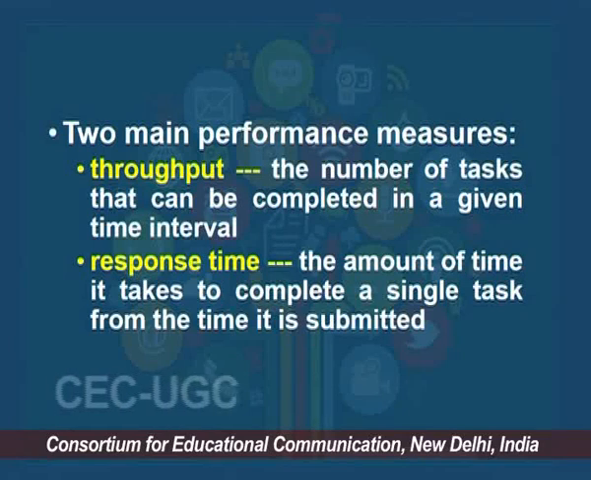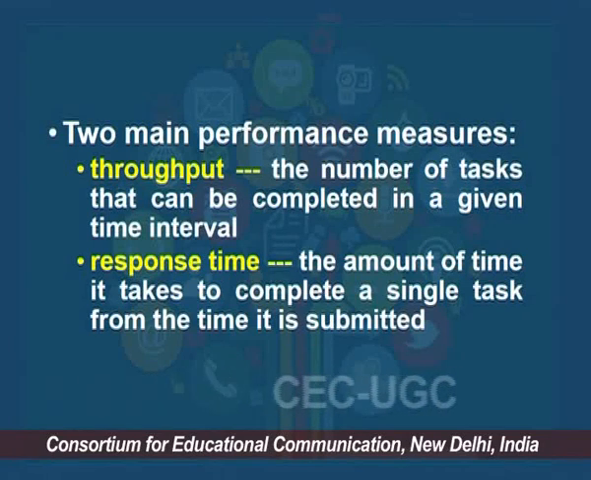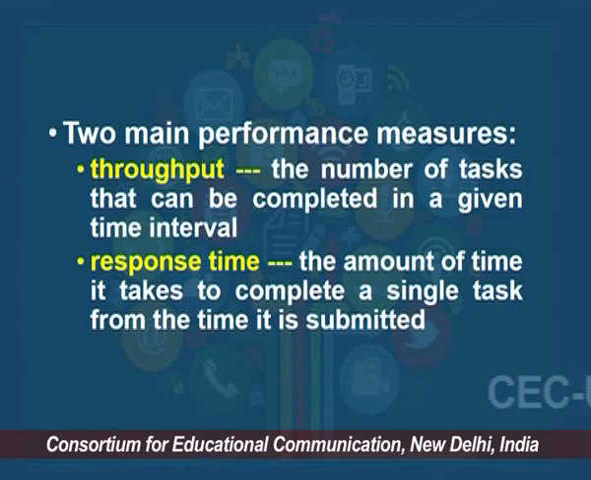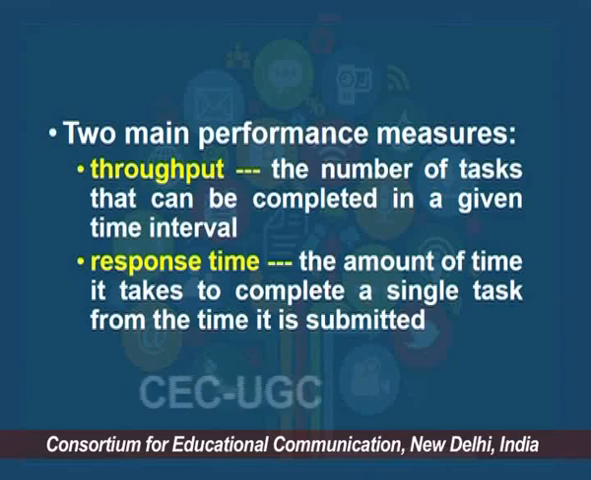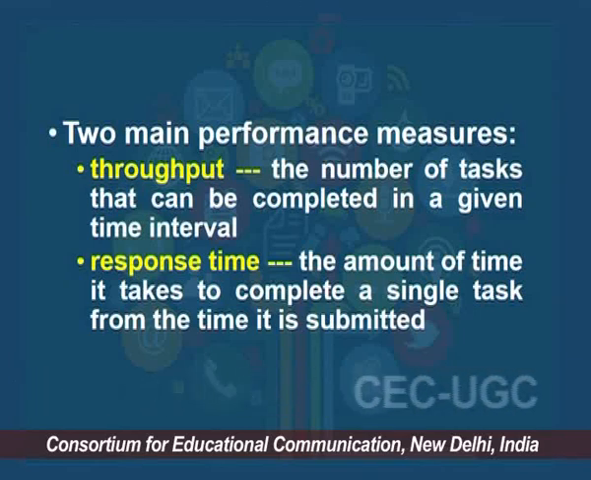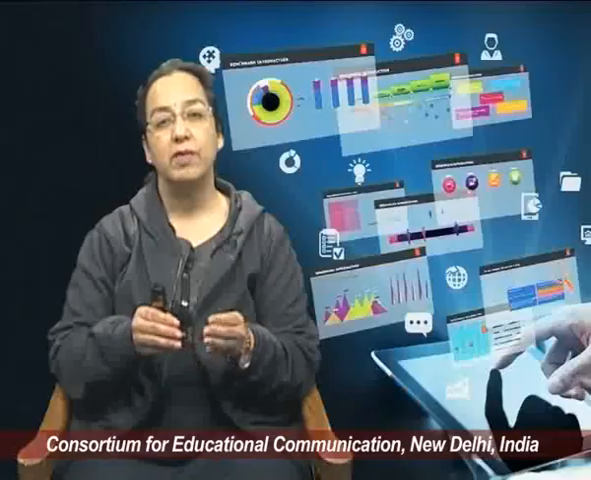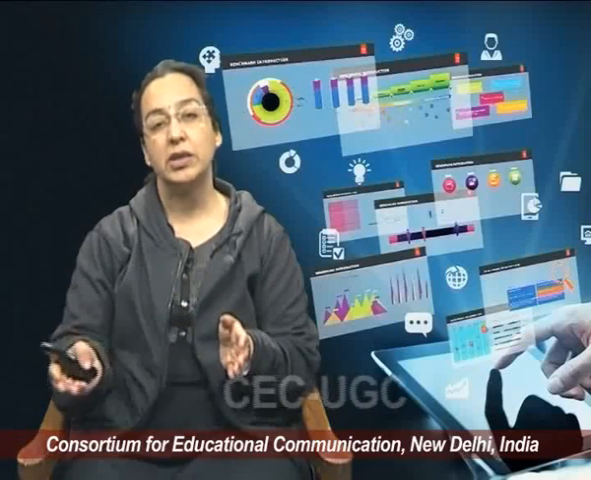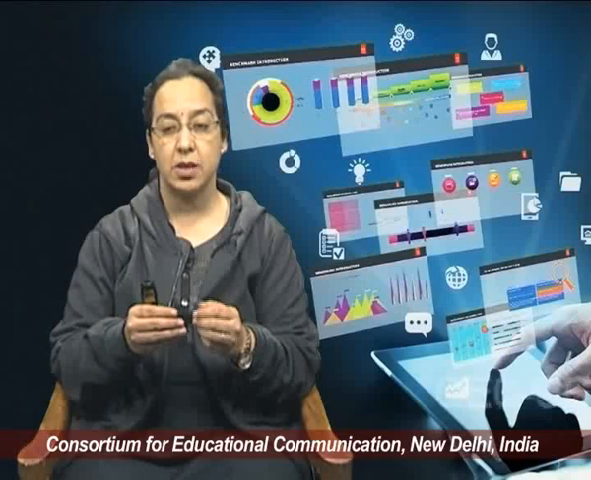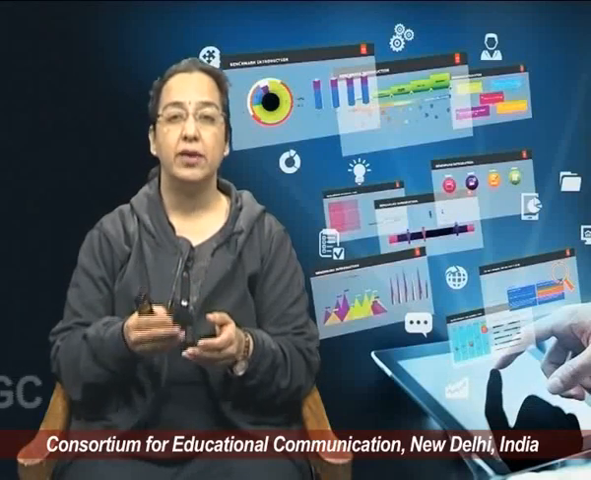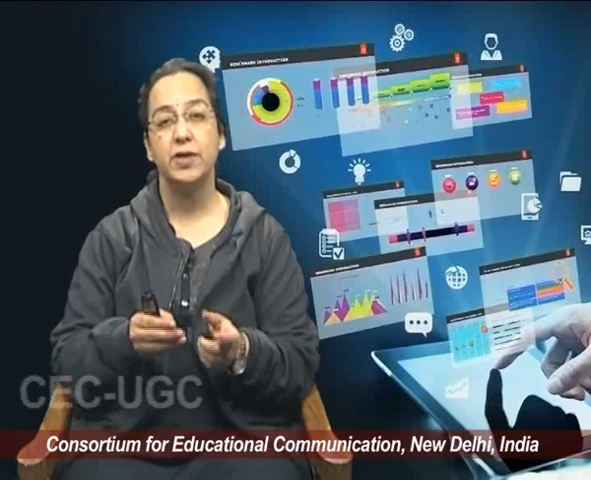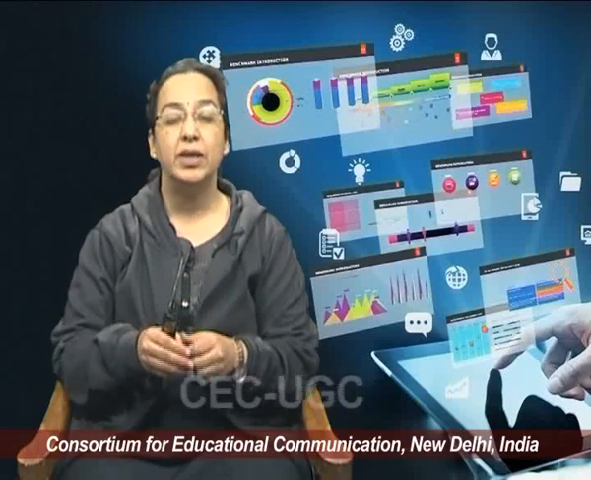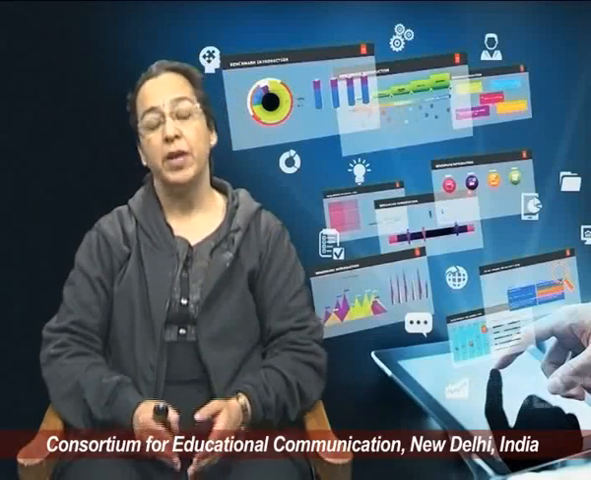Throughput, as you know, is the number of tasks that can be completed in a given interval of time, and response time is the amount of time it takes to complete a single task from the time it is submitted. Whenever a particular task is submitted, that timestamp is subtracted from the timestamp at which the task is completed. So the duration of the task from submission to completion is the response time. These are the two main performance measures.